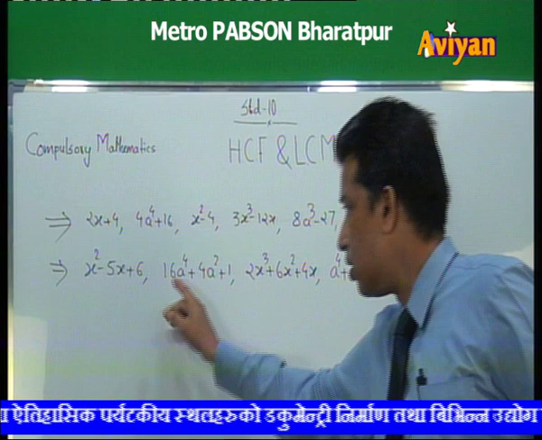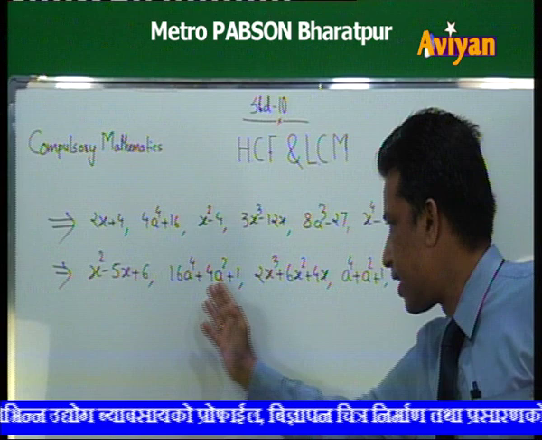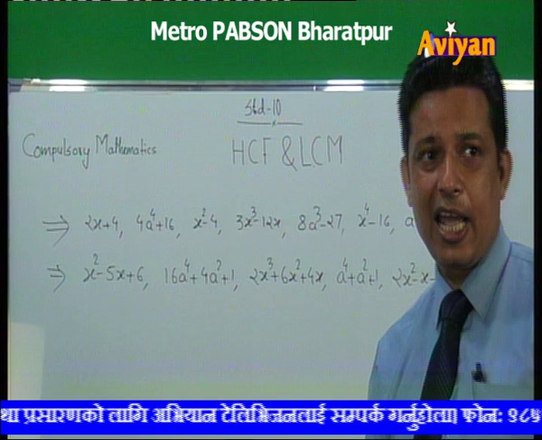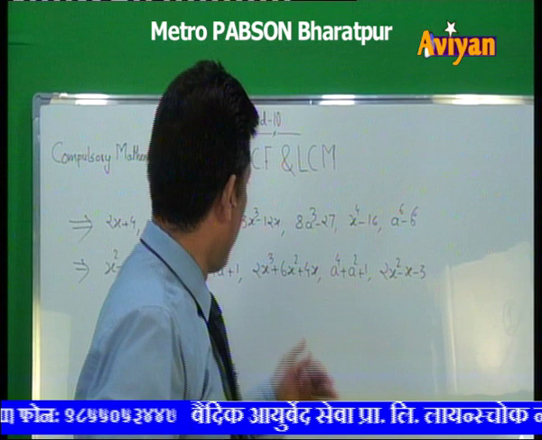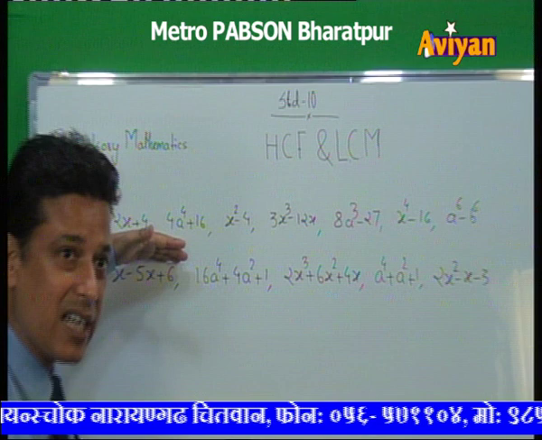Every expression you can see, first, second, third, fourth, and fifth. These five expressions are having three terms in the expression. So, this is the first type, having two terms. This is the second type, having three terms.